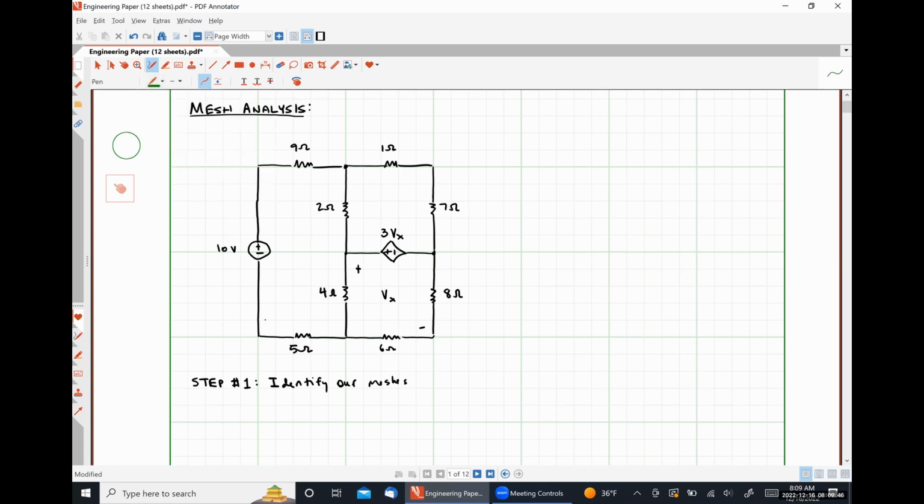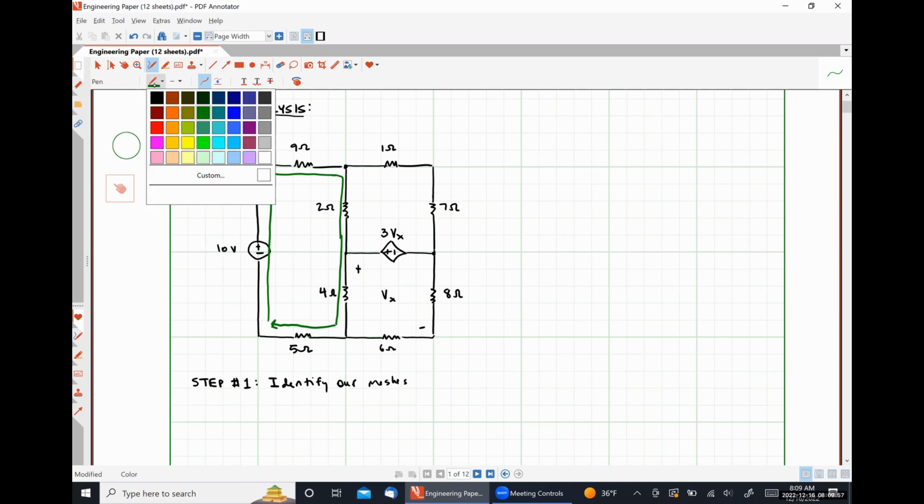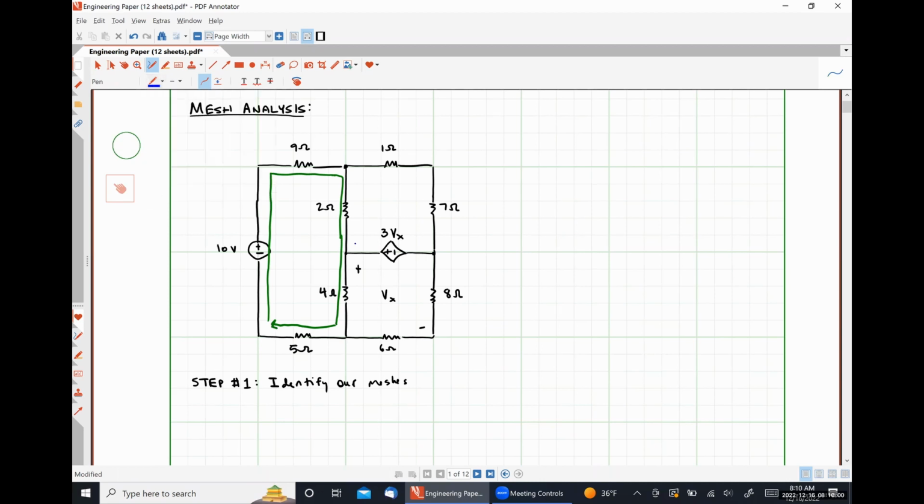So this green path here is going to be mesh 1. This blue path will be mesh 2. And this red path will be mesh 3.